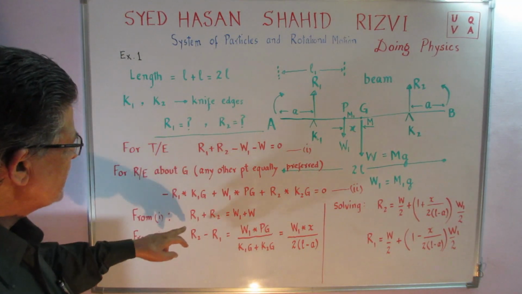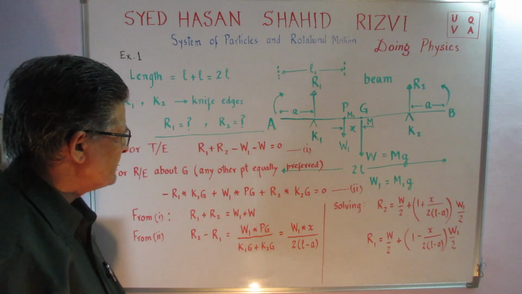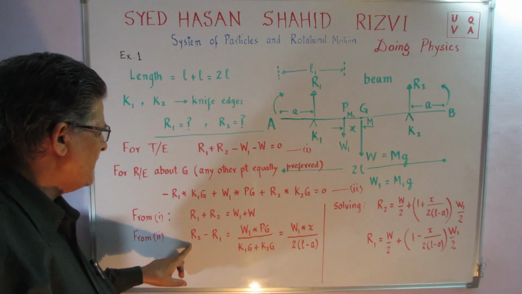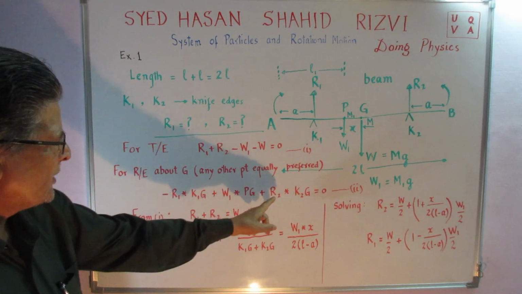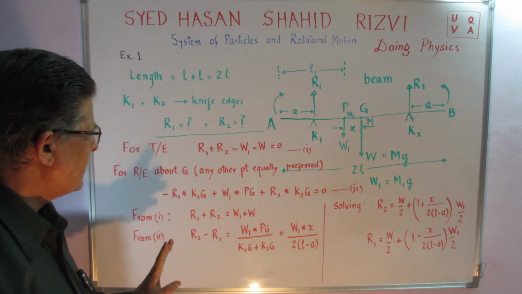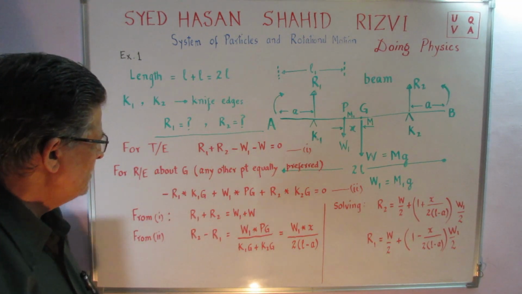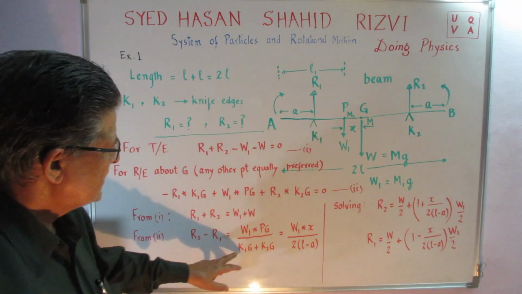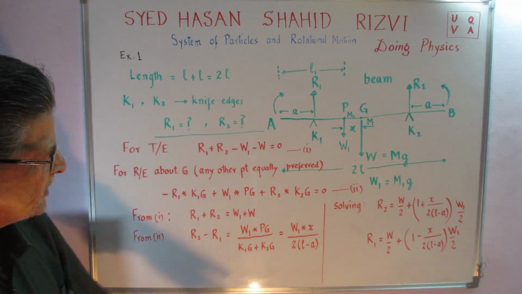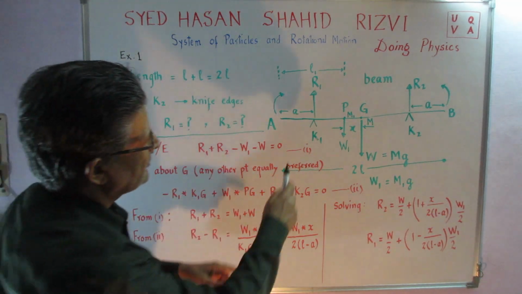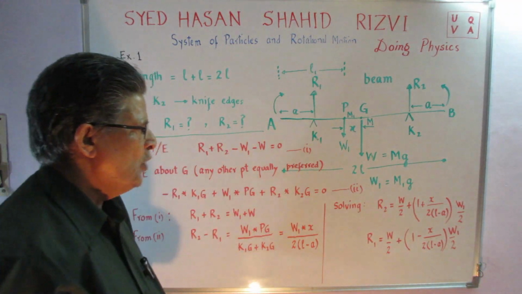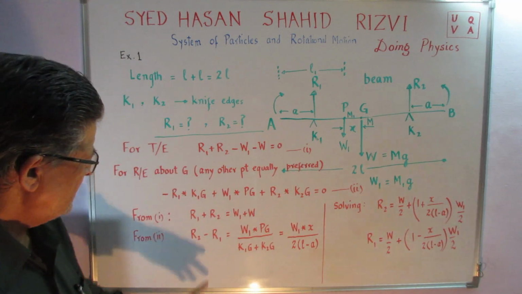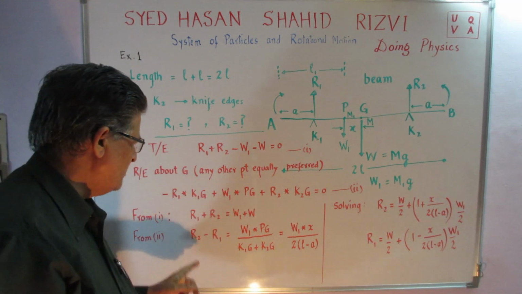Now from equation number 1 I can write the value of R1 plus R2, which is W1 plus W, and from equation 2 by rearranging terms I can write R2 minus R1. This turns out to be equal to W1 into PG, which is X, divided by K1G plus K2G. From here to here, this becomes equal to 2L minus 2A. So I get a result here for R1 plus R2 and R2 minus R1.